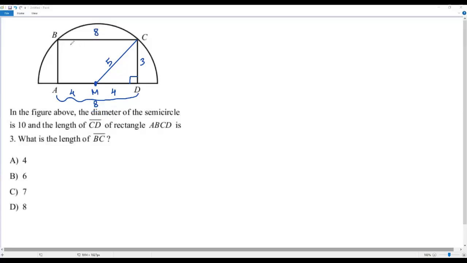Okay, now I got the length of the line segment BC. It is 8. We find this 8 in answer choice D. The correct answer choice for this question is D.